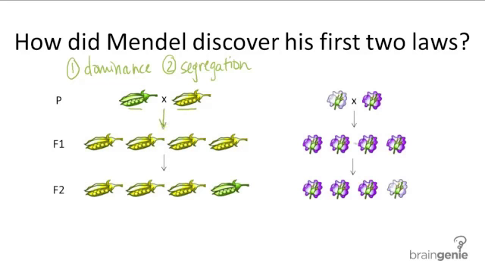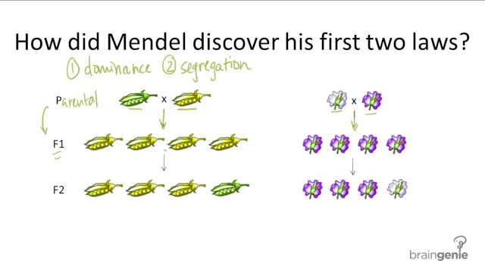And when he crossed pea plants with white flowers versus pea plants with purple flowers, the offspring would only have purple flowers. And this is known as the parental generation. And this is the F1 generation, or the offspring of the parental generation. So when Mendel first observed this, he thought, oh, maybe those traits just disappeared altogether, and that's why they didn't appear in the offspring.